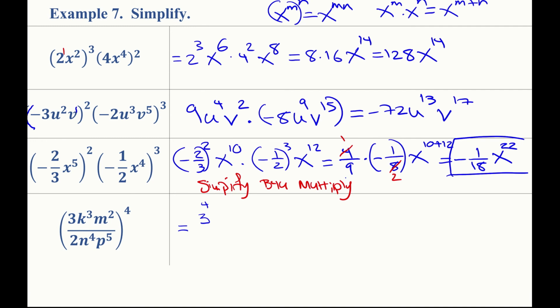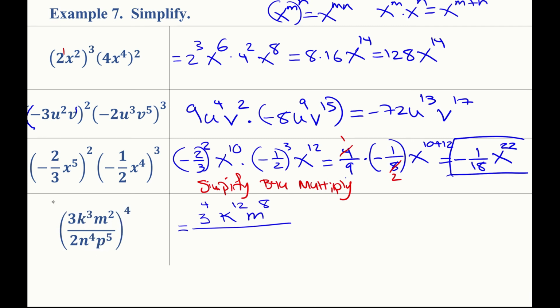So 3 to the 4, k to the power of 3 times 4. So what is that? That's 12. M to the power of 2 times 4, right? So what is that? 8. Over 2 to the power of 4. Some people miss these because they're down here. Don't let the distance throw you.